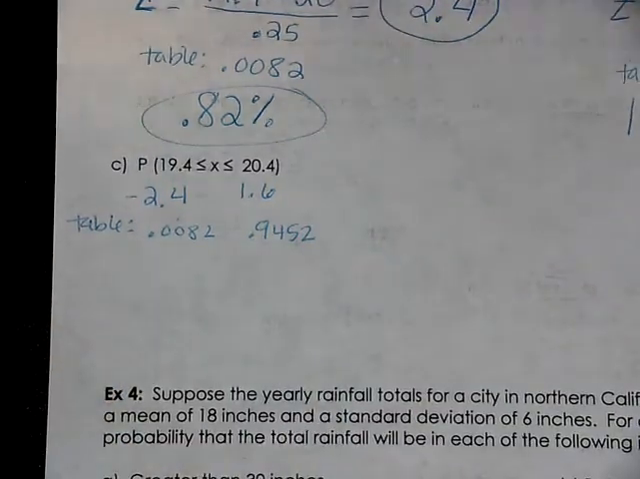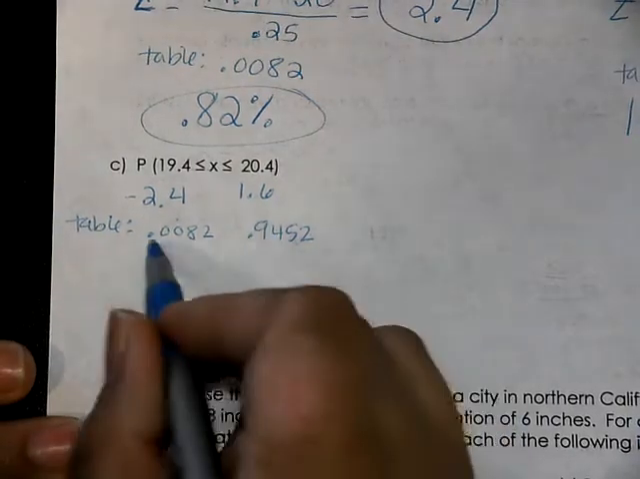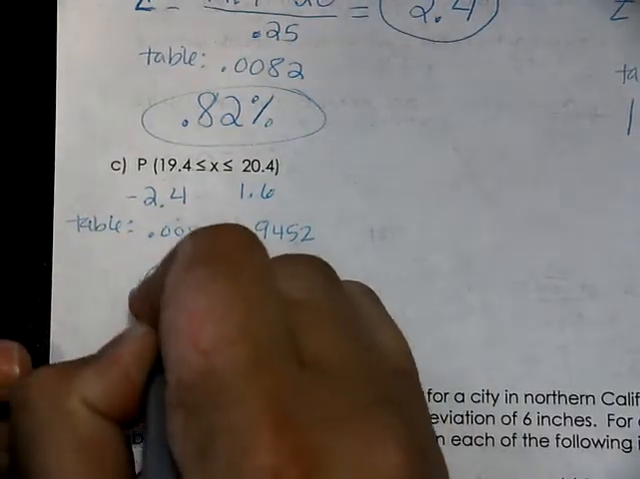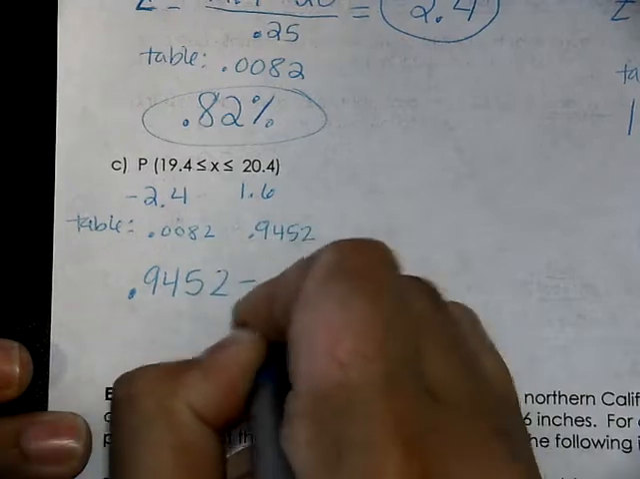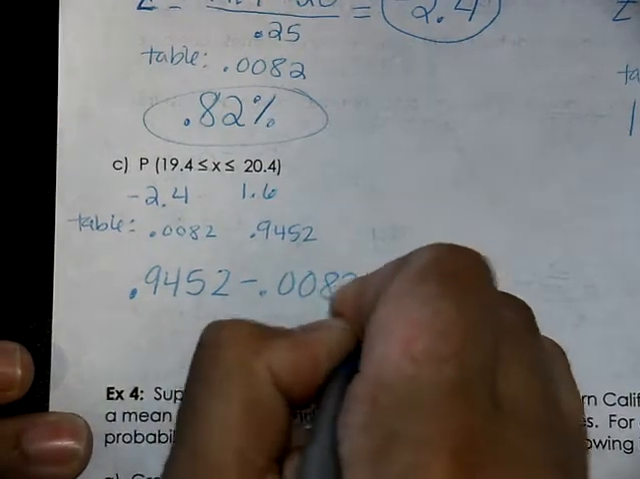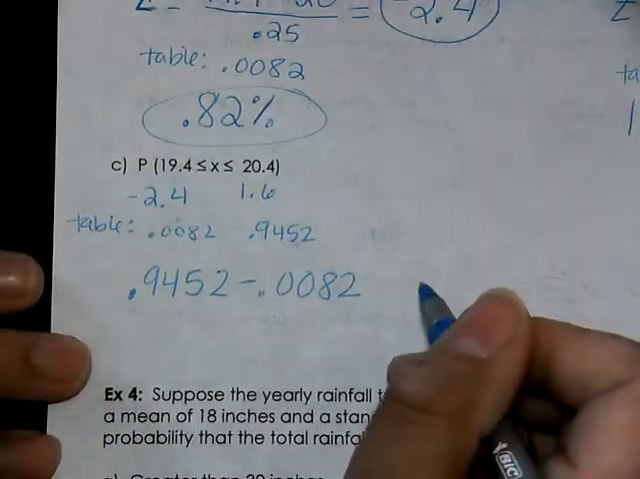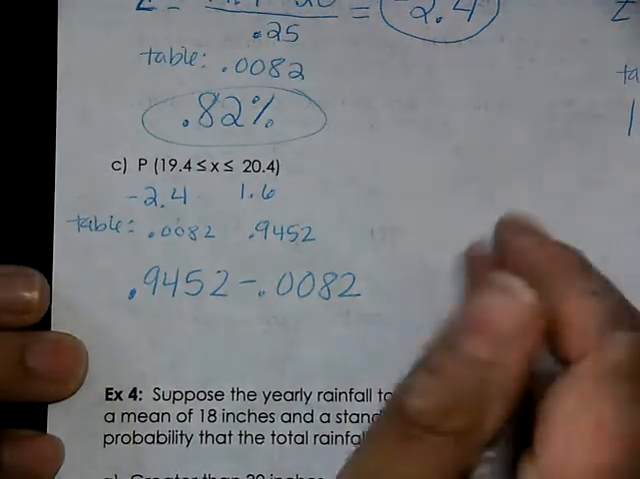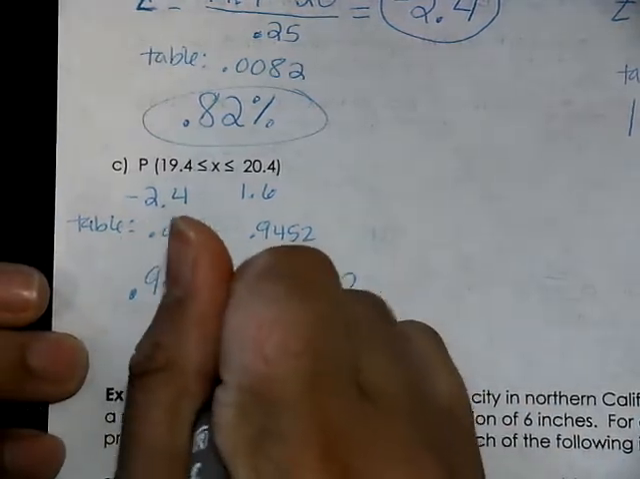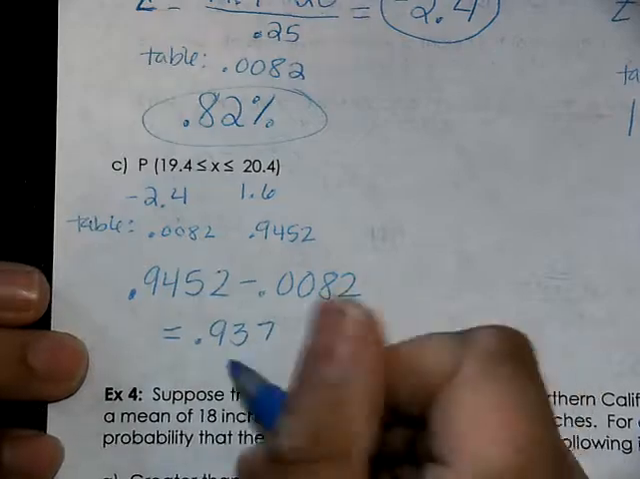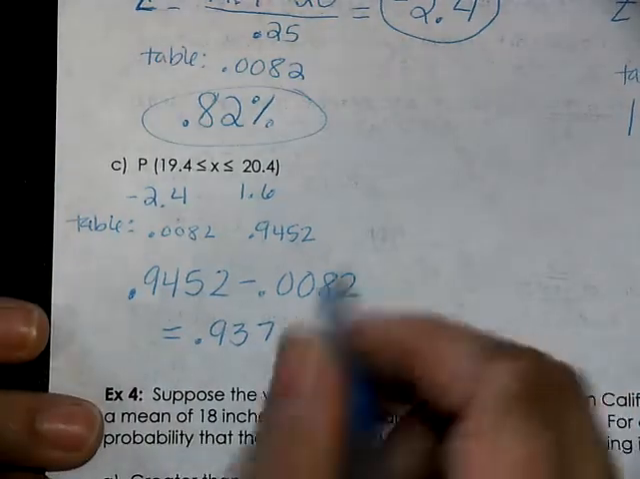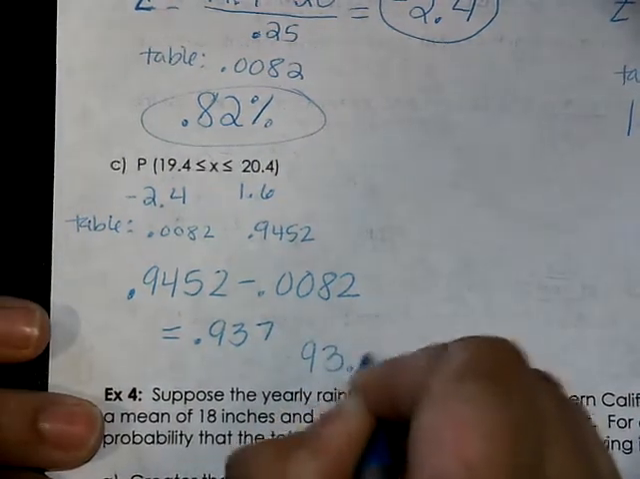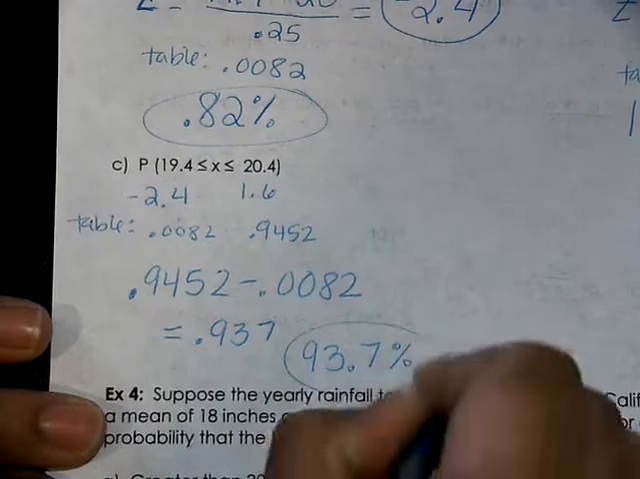We want to say it's everything between those two amounts. And so to find that difference, we're subtracting 0.0082 from 0.9452. And when you subtract those, we get 0.937. And then you want to write this as a percentage again. So we would get 93.7%.